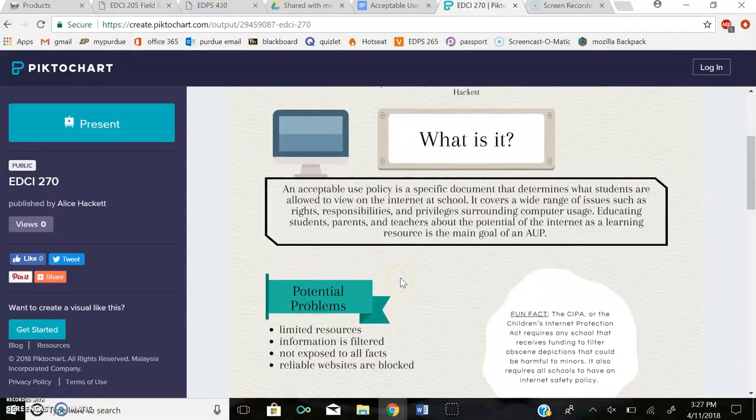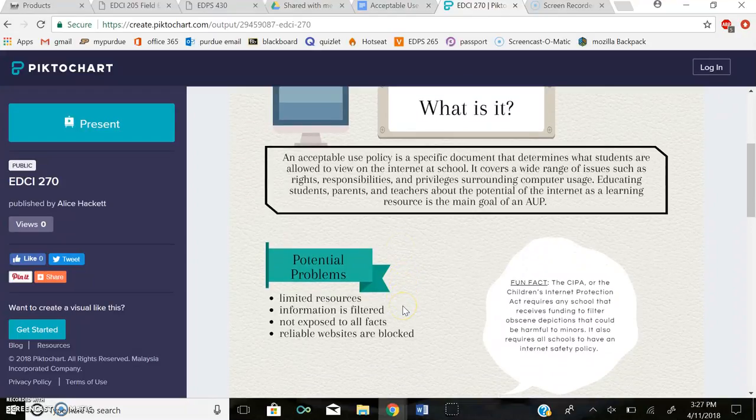And the potential problems: acceptable use policies can become a problem when students are assigned a topic and are limited to only a few resources. An example would be if a teacher gave the topic of the Holocaust. Some websites would be blocked from the students so they won't necessarily be able to find all the information needed. The information they gathered is filtered, and therefore students are not exposed to all of the facts.